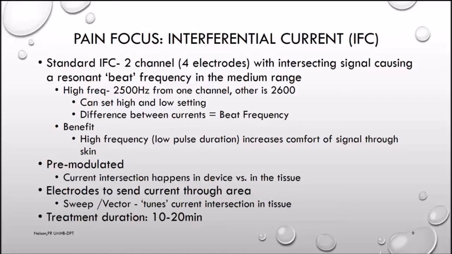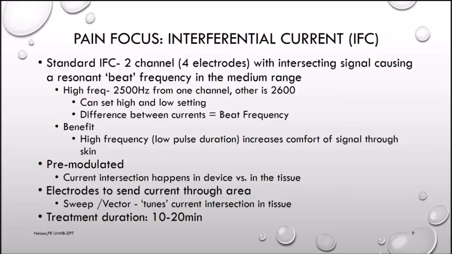A common application for pain relief is to do interferential current. Remember, standard interferential current is a 2-channel or 4-electrode setup where the signals from the 2 channels intersect in the tissue, causing a resonant beat frequency that is in a medium range. So a typical device might be a 2500 hertz carrier signal, with the other channel being, say, 2600, and you can set that other channel high and low settings, meaning the amount that that signal varies. That difference between the two currents, again, is the beat frequency.